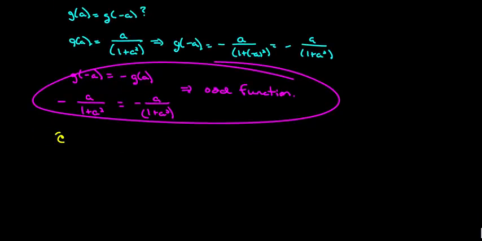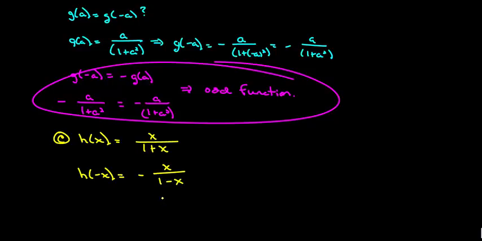Now let's take a look at C. For C, we have h of x, and that's equal to x over 1 plus x. Let's check this out. Let's compute h of negative x. That'll give us negative x over 1 minus x. Negative h of x will give us negative x over 1 plus x. Now notice that none of these three are the same. So since none of them are the same, this function is neither.